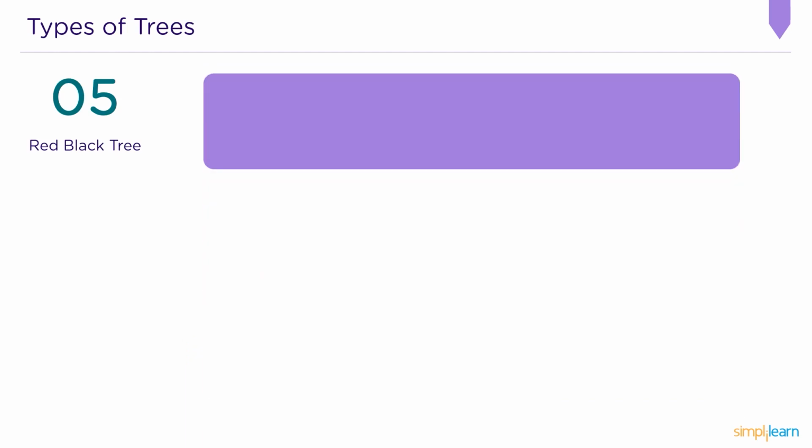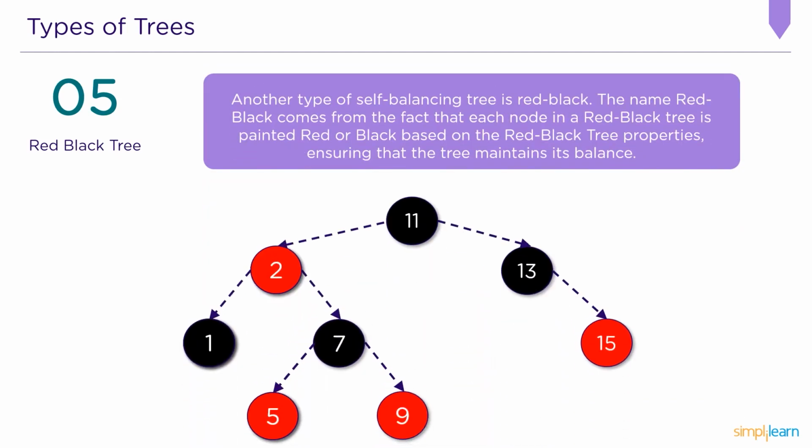Finally, we have the red-black tree. Another type of self-balancing tree is the red-black tree. The name red-black comes from the fact that each node in a red-black tree is either painted red or black based on the red-black tree properties. This ensures that the tree maintains a balance.